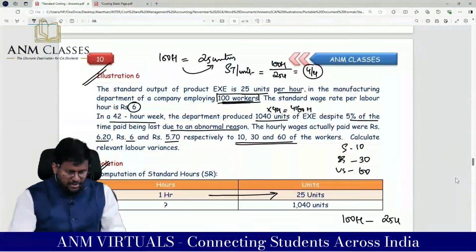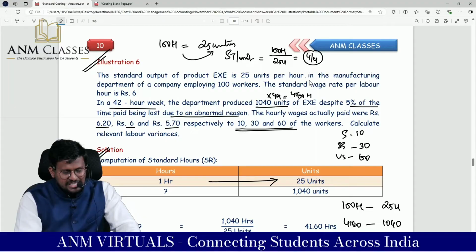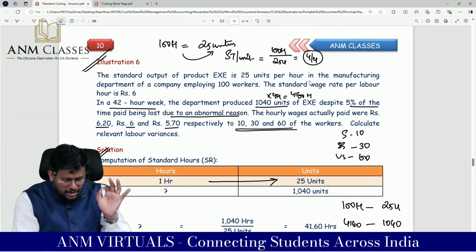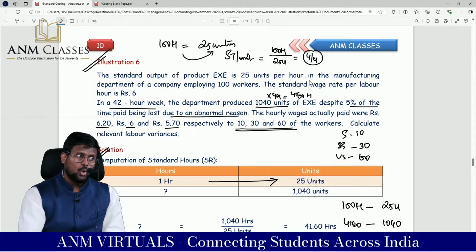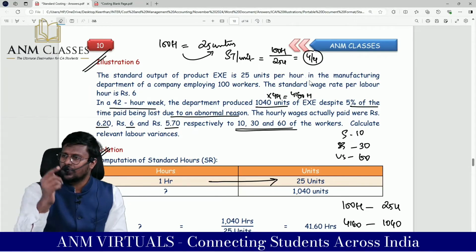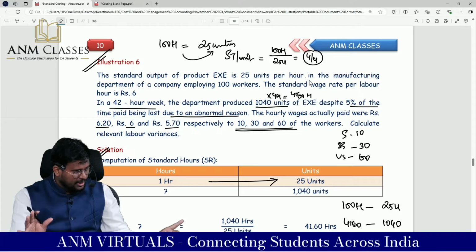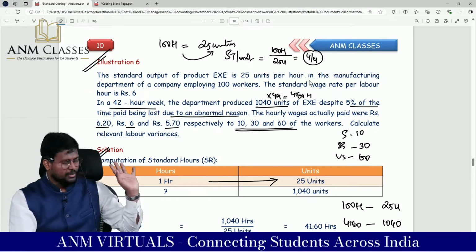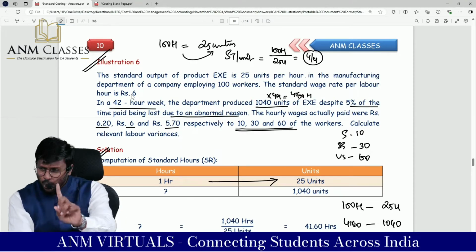Question படி the standard output of product எத்தனை per hour? இந்த manufacturing department of company employing 100 பேர் சேர்ந்து 1 மணி நேரத்துல 25 யூனிட் ப்ரிப்பேர் பண்ணிருக்கான். அப்படினா 100 மணி நேரத்துல 25 யூனிட் வெளிய வந்திருக்கு. அப்படினா ஒரு யூனிட்டுக்கு 4 மணி நேரம். That's a game over. The standard wage rate is எத்தனை? 6.